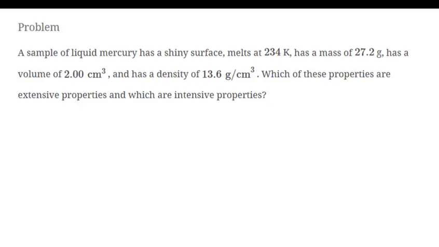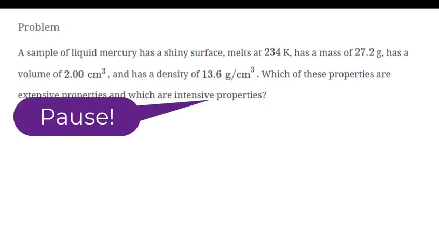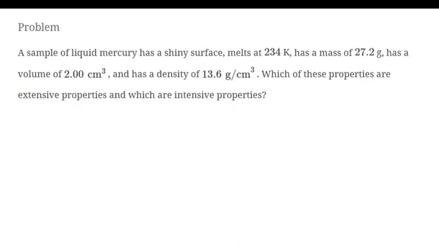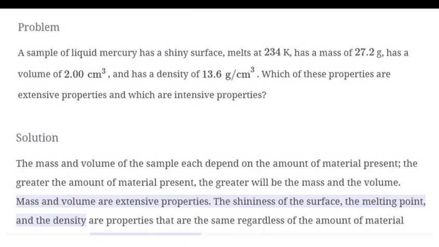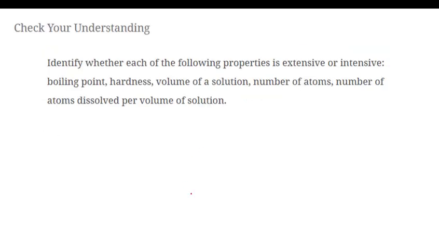Take a second to read through this problem and figure out which of these properties are extensive properties and which are intensive properties. And then check your answers. How did you do? Here's another one. Take a second to identify whether each of the following properties is extensive or intensive.